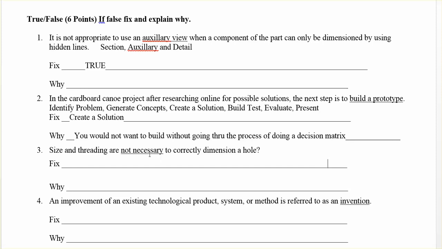So again, I would say this is a false statement, and I would say that they are necessary, and the reason why being that I need to know how big it is and if it has threads. I mean, it's real simple.